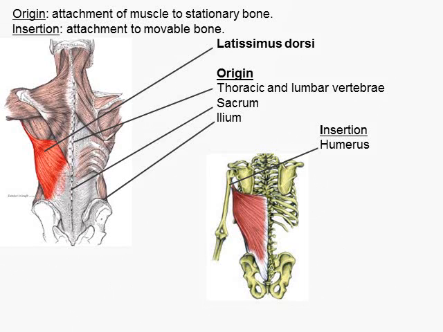Latissimus dorsi, origin, and think about this, look at the muscle. You can see that the vertebrae are going to be the most stationary part, the sacrum, the ilium, part of the pelvis, and the insertion is going to be the moving part, which is the humerus. So there's a lot of muscles tied into that roughened area of the humerus, the upper arm bone.